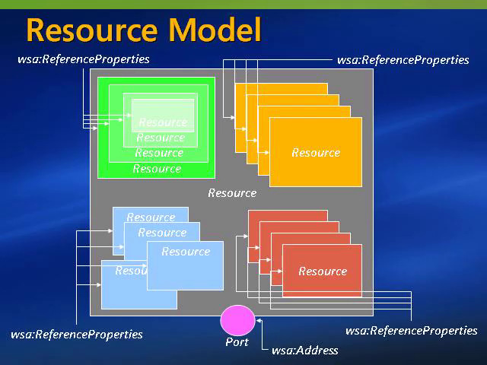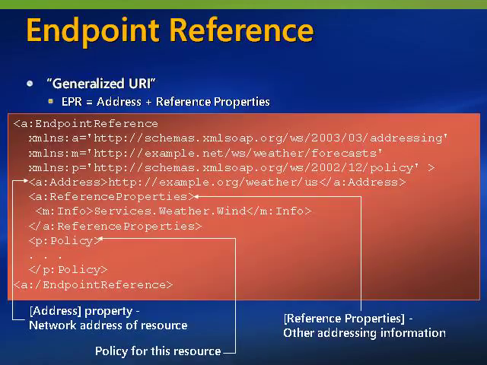The address is the thing that I actually take and eventually give to DNS and resolve to an IP address and go talk to over a particular transport. The reference properties are the things that, once the message gets there, let the front, the thing that is actually listening on that port, know how to dispatch that message. So this is what an endpoint reference looks like. It has an address, it has reference properties, and it has potentially a policy.